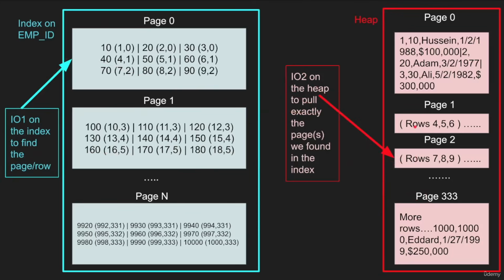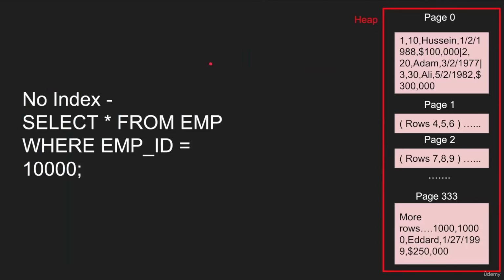If you're asking for more, it's going to do more jumps here, right? So let's take an example. Let's say I don't have an index. I only have a heap. And I want to do a select star from employee table where employee ID equals 10,000.